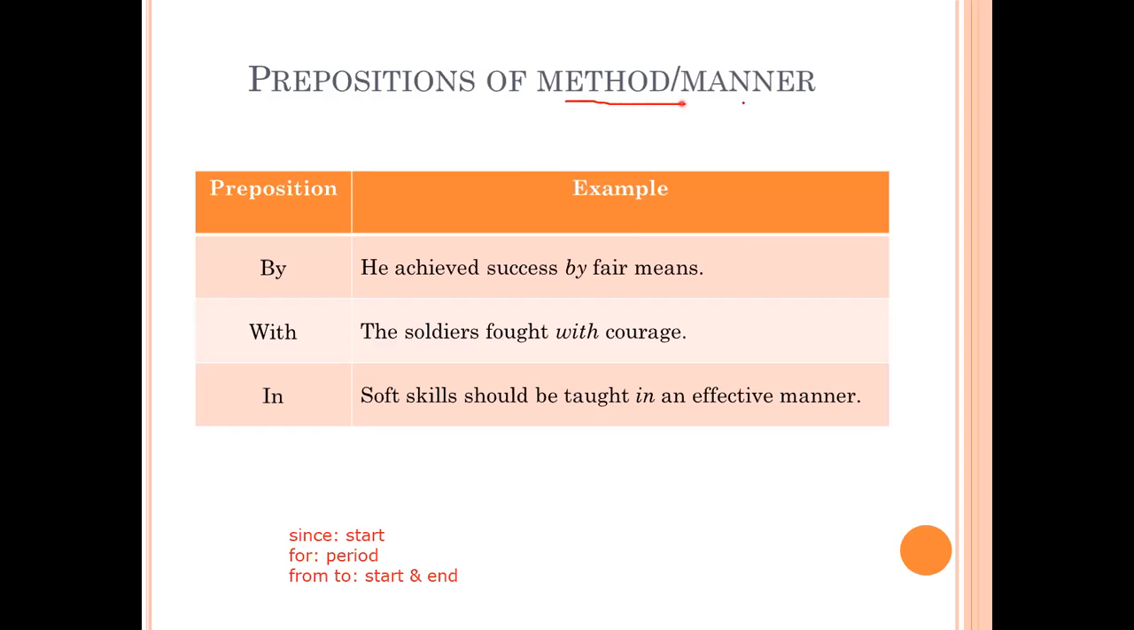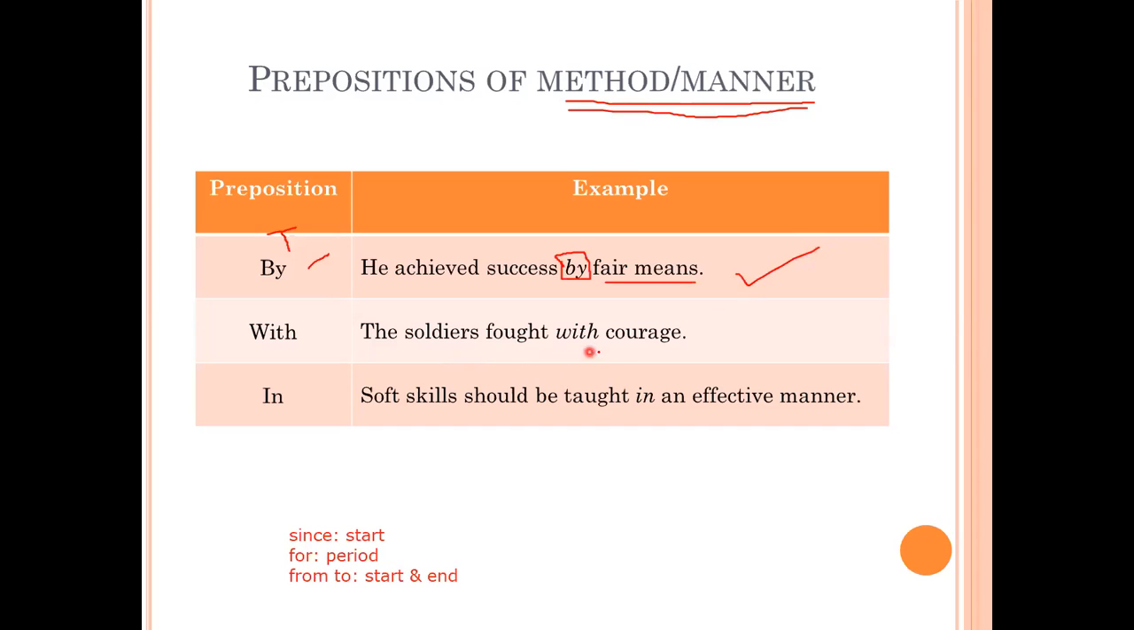Here we have prepositions which refer to method or manner. Method or manner means how something is done, or describing that manner. See examples here. By, which can refer to time as well, as we studied in the previous slide. He achieved success by fair means. By fair means, that is a manner. If you ask how did he achieve success, by fair means. So here it is describing in what manner or method.